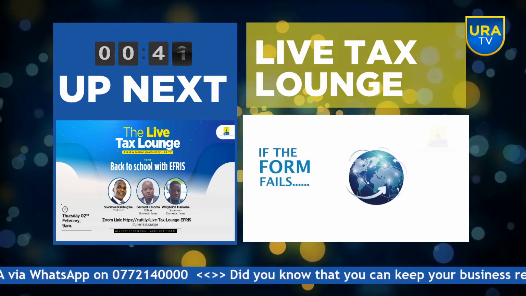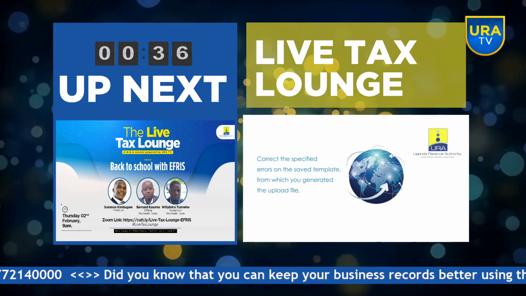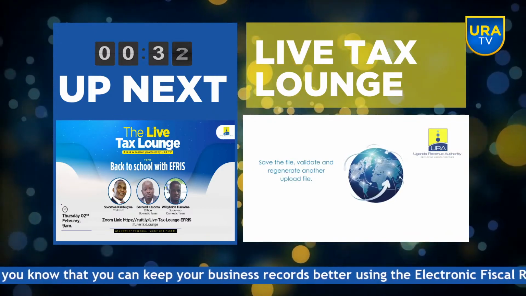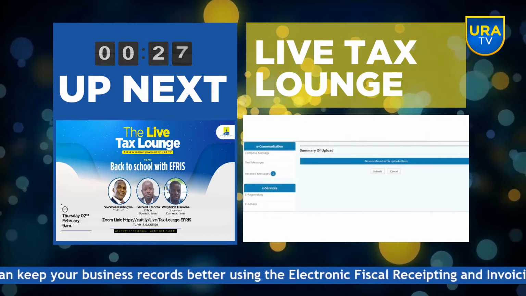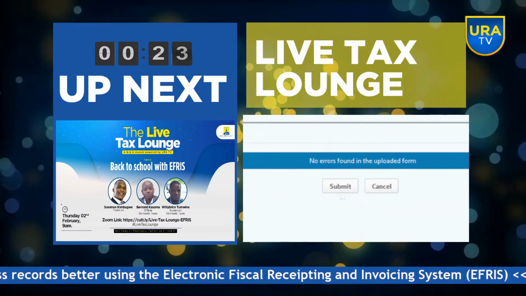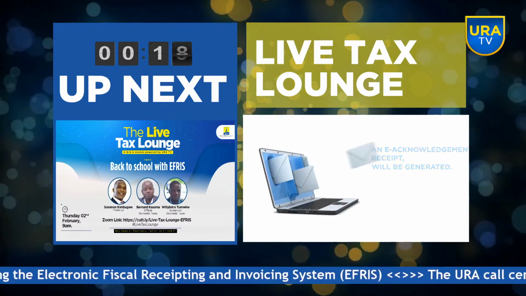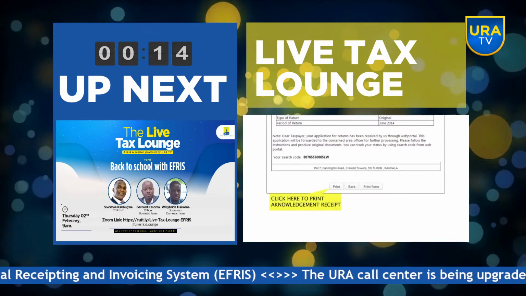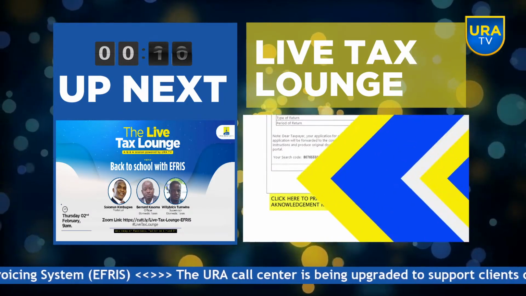If the form fails online validation, correct the specified errors on the saved template from which you generated the upload file, save the file, validate, and regenerate another upload file. If the upload is successful, click Submit to submit your return. An e-acknowledgement receipt will be generated and a copy sent to the email address that you used at registration. Click here to print acknowledged receipt. Click here to print submitted application form.